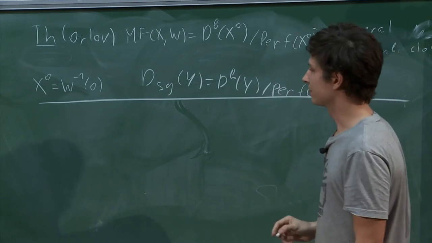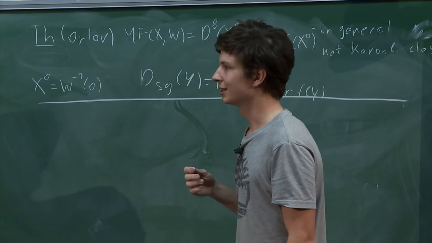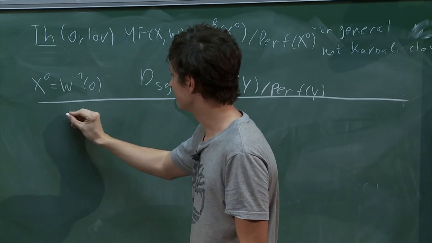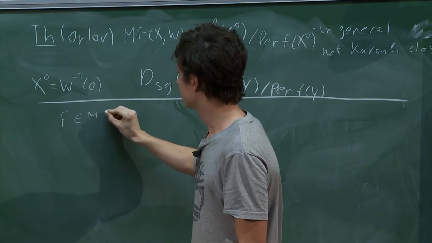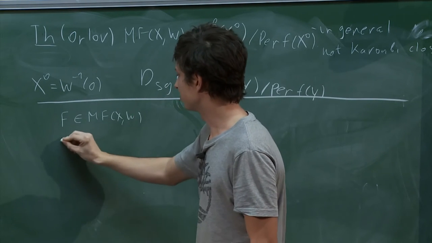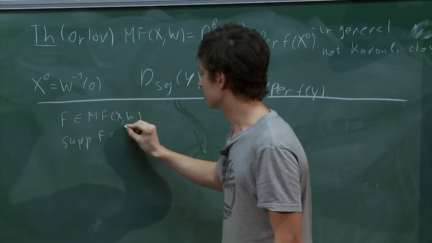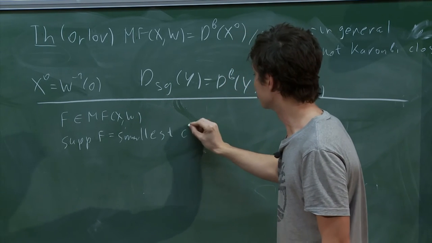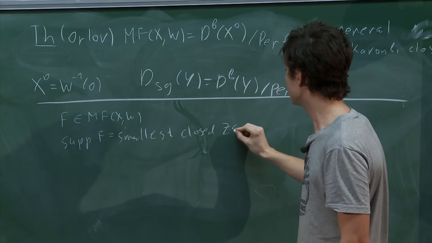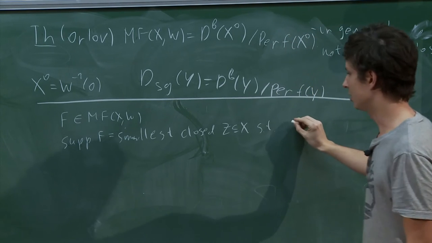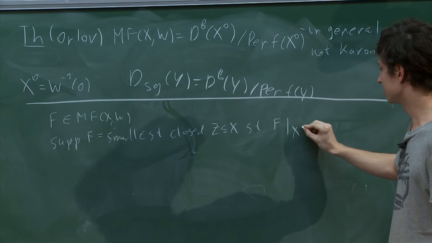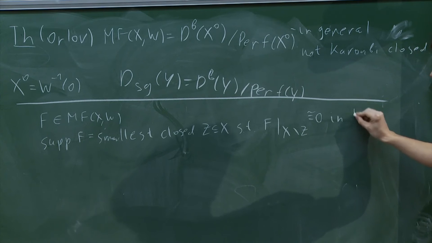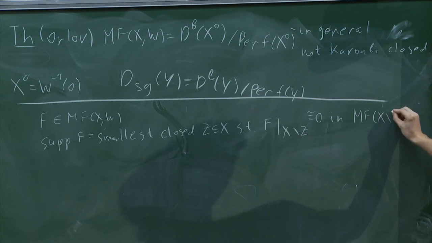Here we also have a notion of support, which is maybe not so evident from the definition, but it's quite natural. Namely, if you have some object F here, then its support is by definition the smallest closed subset Z in X such that F restricted to X minus Z is a zero object in the category of matrix factorizations of X minus Z and W.